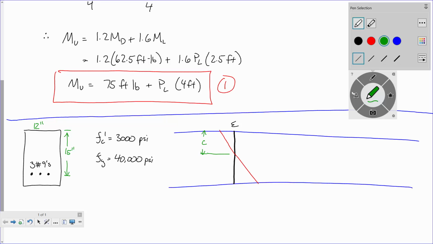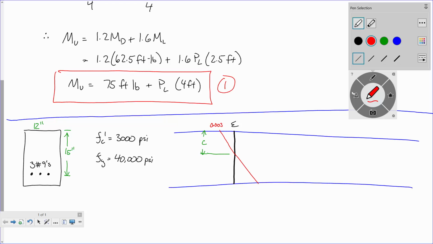Let's see if y'all remember. What's that top strain up here? At the top of the beam, what's the strain? If we're talking at the ultimate moment capacity, what is the strain at the top? Does anybody remember that? It's a constant value. It's a number. Is it steel? Nope. Modulus of steel? Mm-mm. 0.003, right? Remember, you always assume that the strain at the top is 0.003, right?